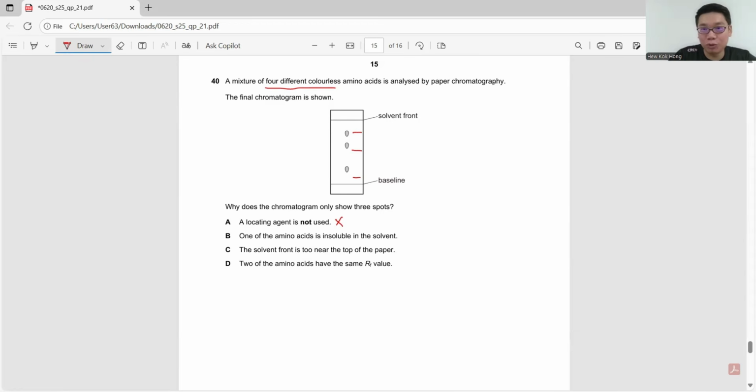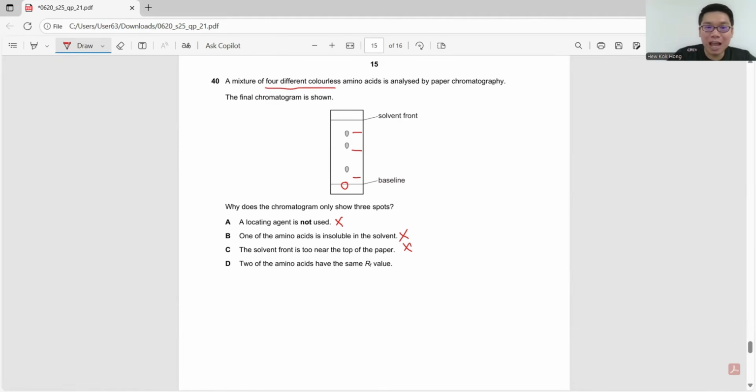No, if you do not use one, then it's very hard to see the spots. One of the amino acids is insoluble. If it's insoluble, it will remain at the baseline, so no. C, the solvent front is too near to the top of the paper. Nothing to do with this. It will still show 4 spots usually.